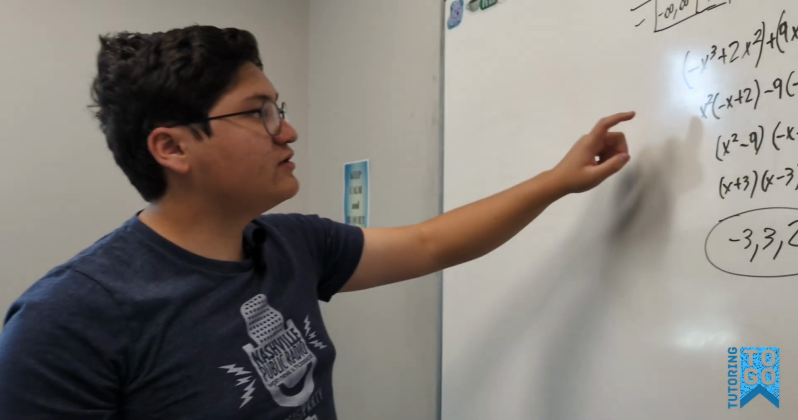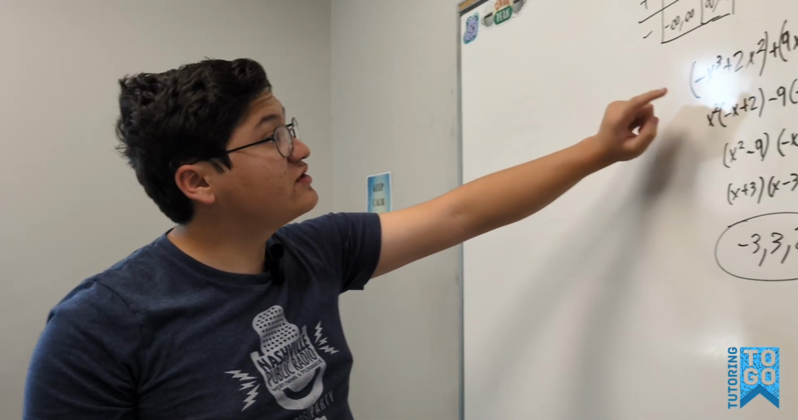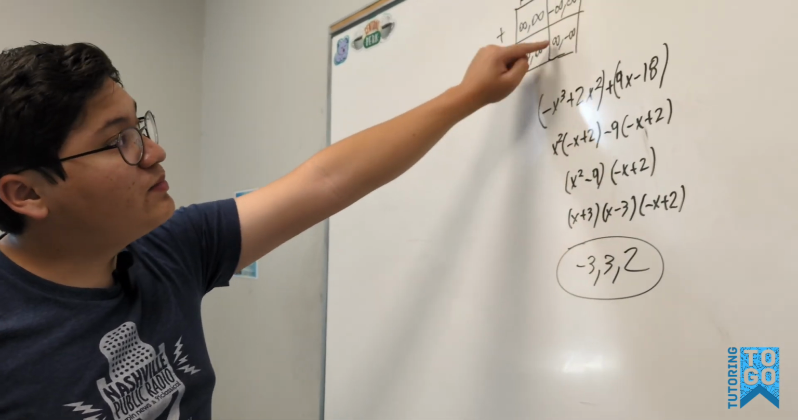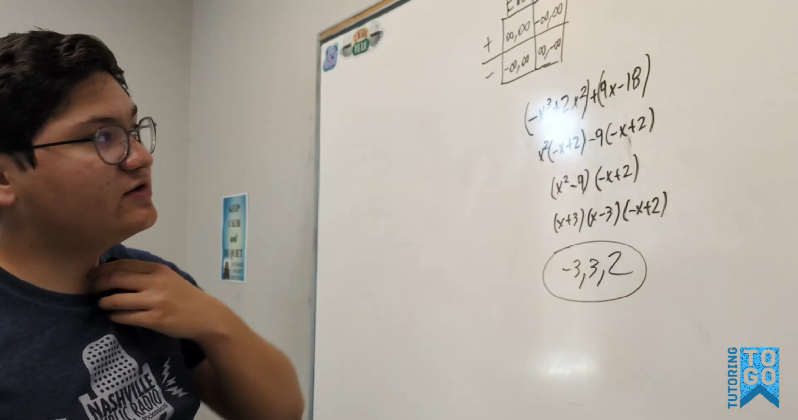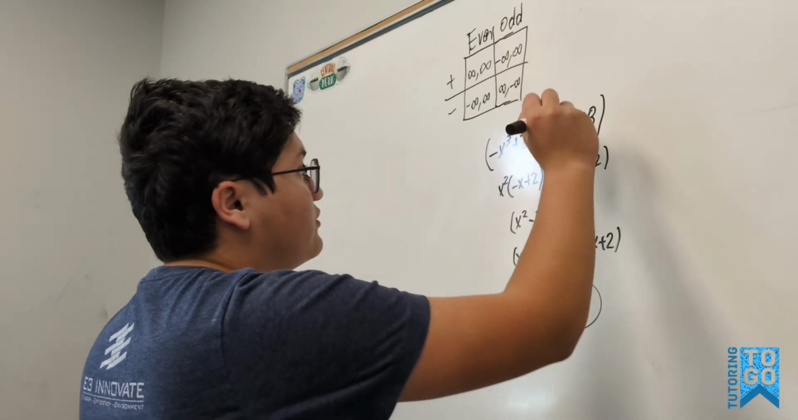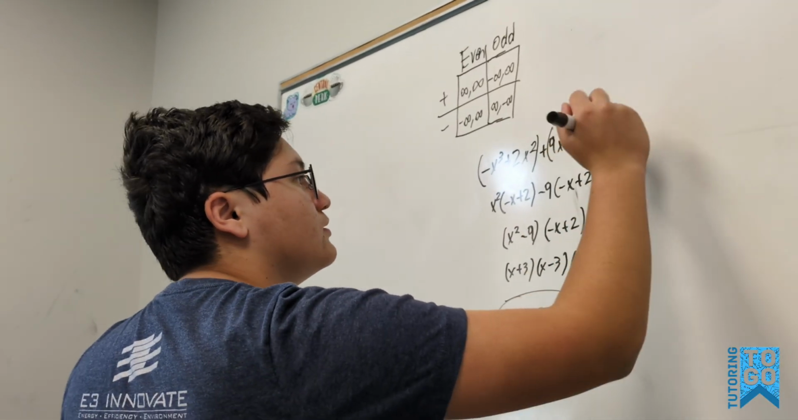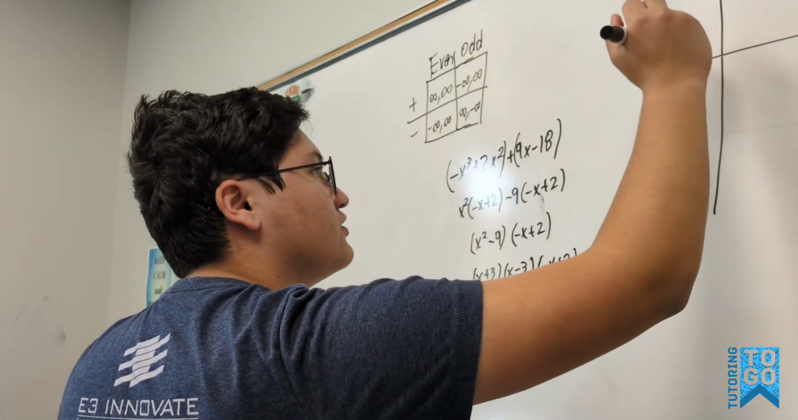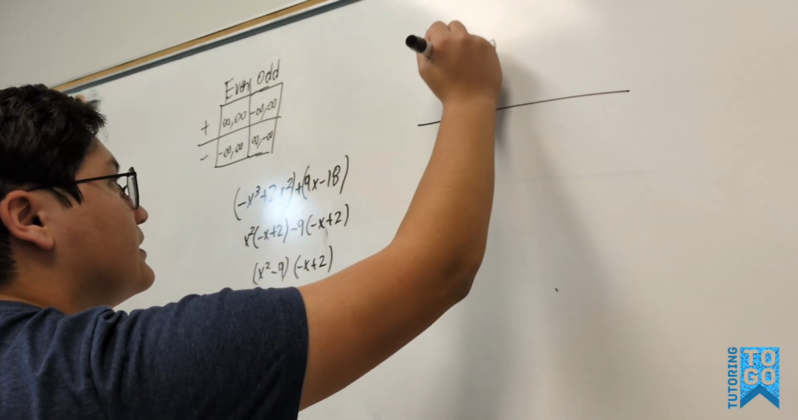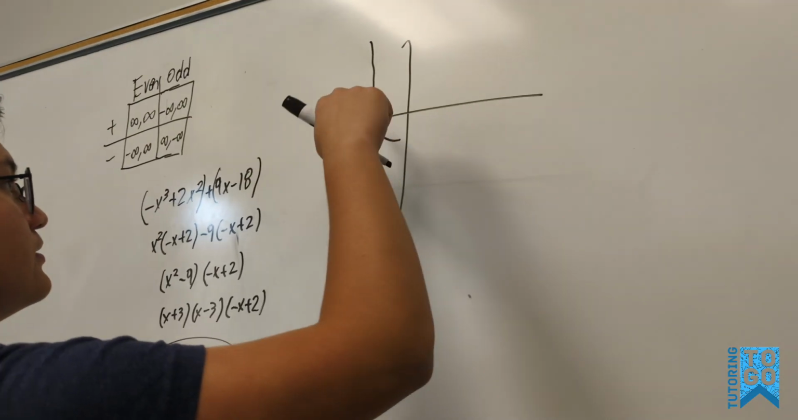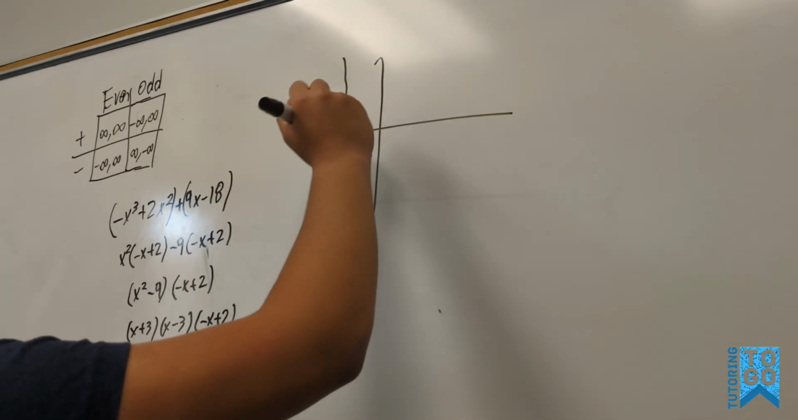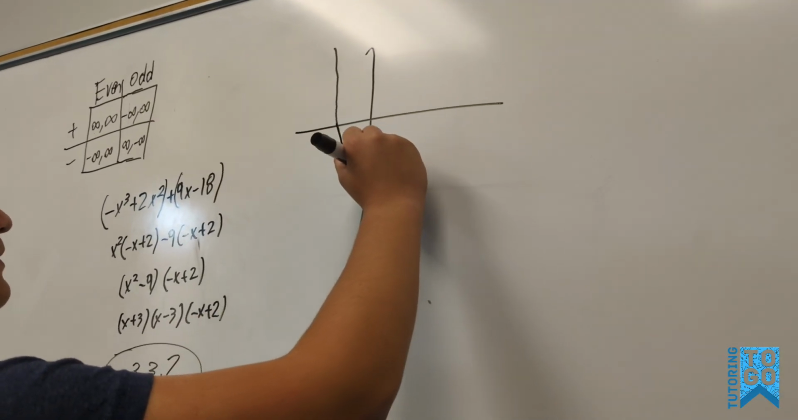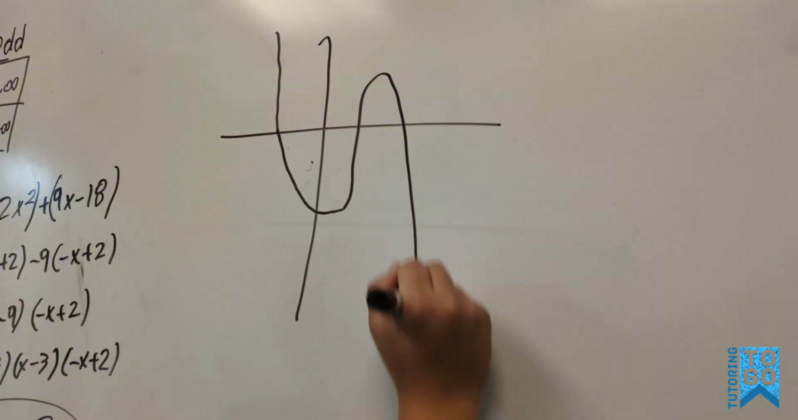Now we can go back and find our end behavior, which in this case is again positive infinity from the left and negative infinity from the right, and we can find our y-intercept, in this case negative 18. If we graph this function, it would look something like this.